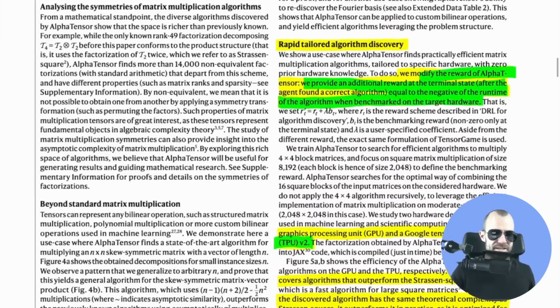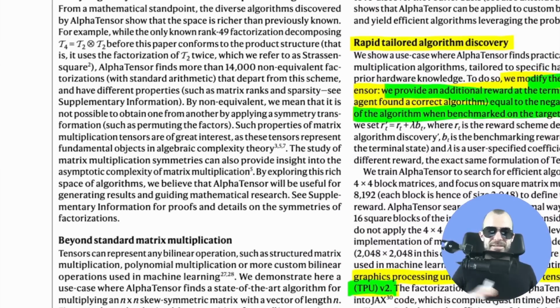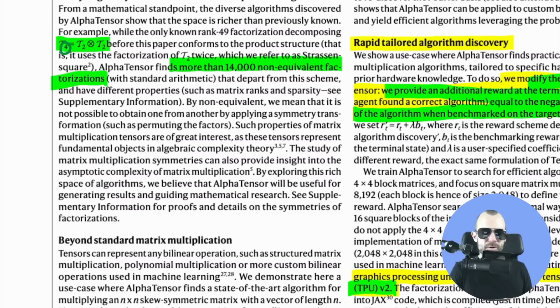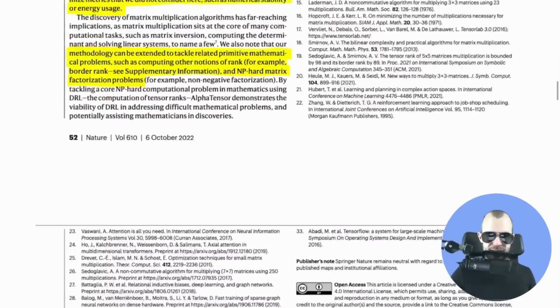Lastly, what I want to mention briefly is that they also say it doesn't only help practically, it also helps a lot the mathematical view that we have of matrix decompositions. For example, if you consider T4, which multiplies two 4x4 matrices, AlphaTensor finds more than 14,000 non-equivalent factorizations. So these are all different algorithms that you can use to achieve the goal of multiplying 4x4 matrices. And they're different. They're not just symmetric transformations of each other. That is a great benefit to mathematicians who care about complexity theory and things like this. All right, so that is about all I had to say about this paper.